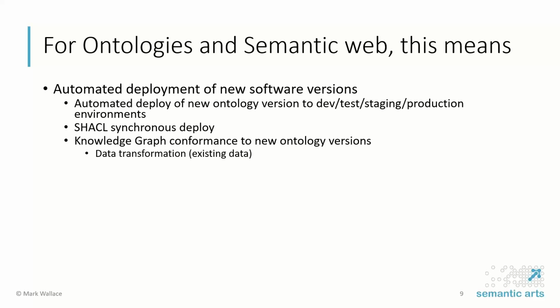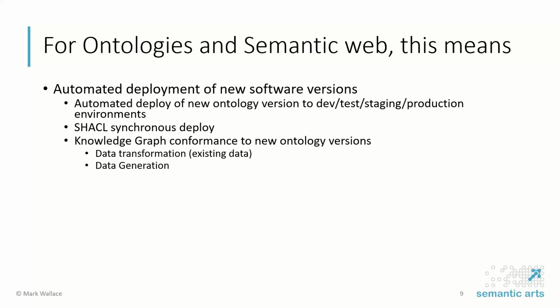And part of that is potentially transforming the data. So as you put in an ontology that, let's say, changed a property name, you want to do SPARQL updates that will conform the graph to be able to use that new ontology with the new property names. In one case, you may have an existing graph that you want to go in and change in situ, in its place.